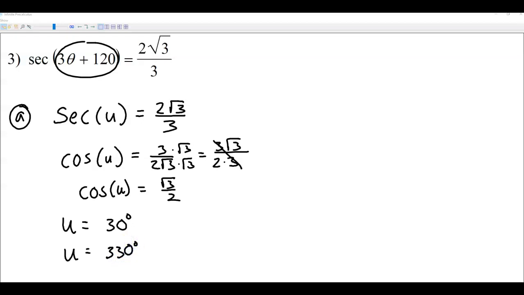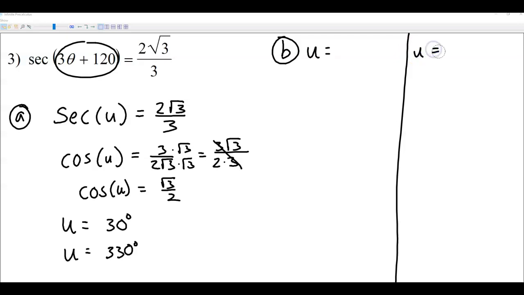Okay? All right, go ahead and pause the video here and do step B. Step B is to write the general solution. And since this is cosine, you need both of them. You need both the 30 and the 330. And both of them have a period of 360. Like so. So that's the end of step B.